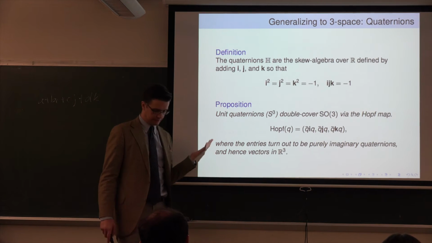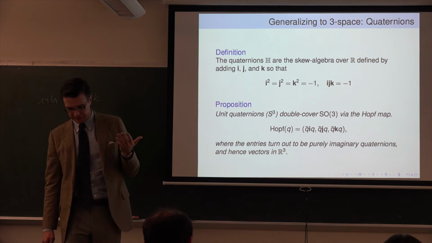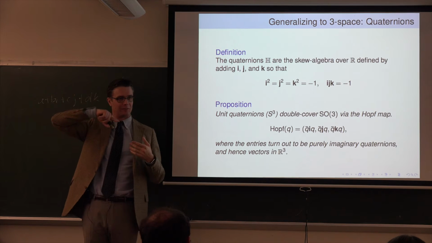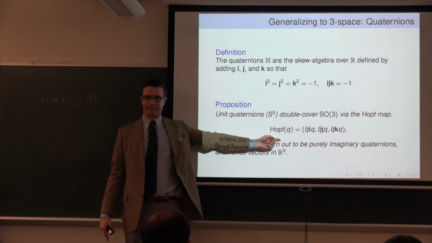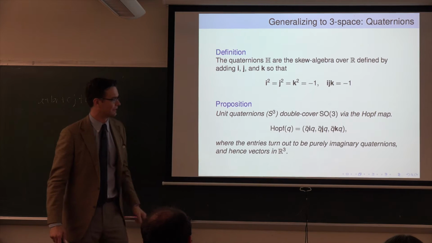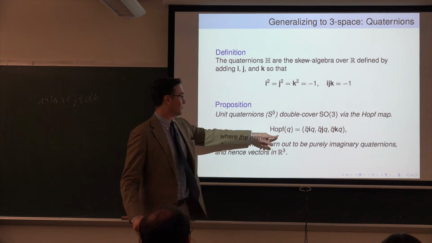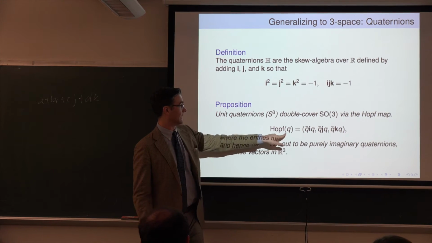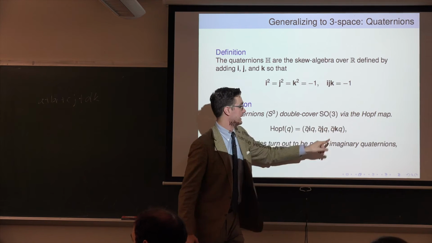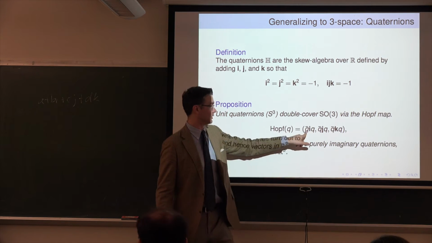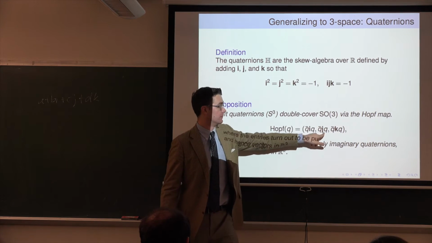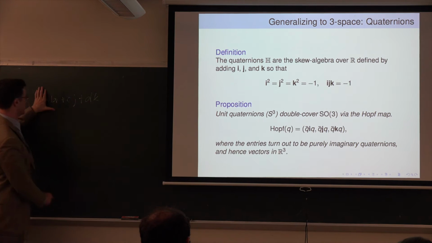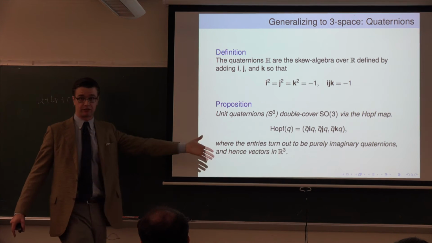And then there's this first semester graduate algebraic topology question about why S3 forms the double cover of SO3. And here's the answer. Sorry, whoever's teaching that course and wanted to ask that question. But the point is, S3 is the unit quaternions. If you plug in a unit quaternion, what you get out is a 3 by 3 matrix whose first column looks like Q bar IQ, second column Q bar JQ, and so on. These three are all purely imaginary, so they have no A components, so you can think of them as vectors in R3.